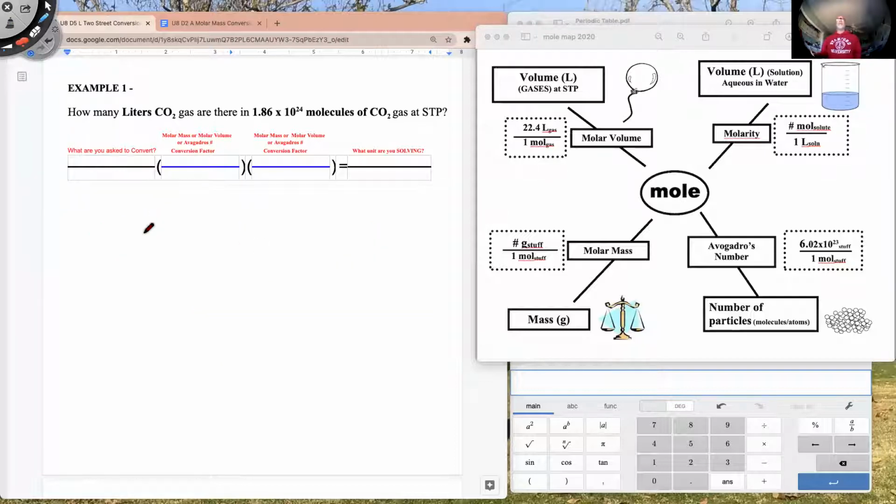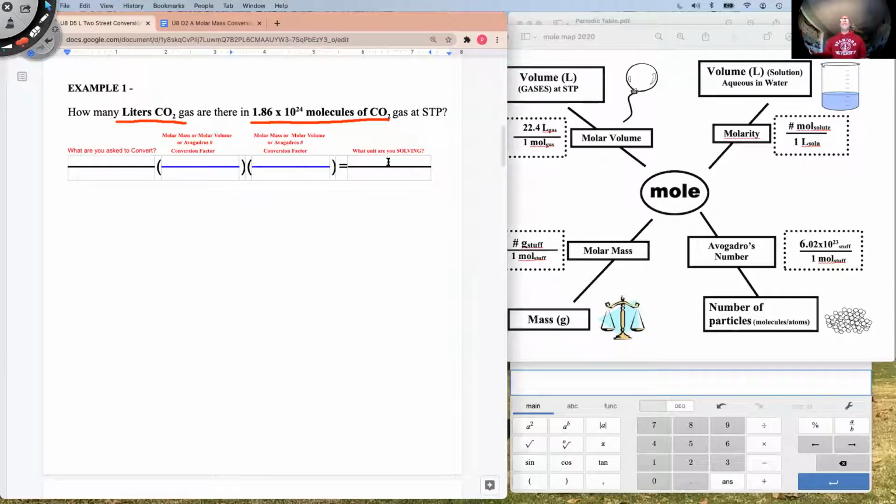Okay, let's get going. First thing I ask you to do, please read the question. How many liters of carbon dioxide gas are in 1.86 times 10 to the 24th molecules of carbon dioxide gas? The first thing we want to do is figure out what we are solving for. Where are we trying to go? What's our answer going to be? So what are we solving for in this problem?